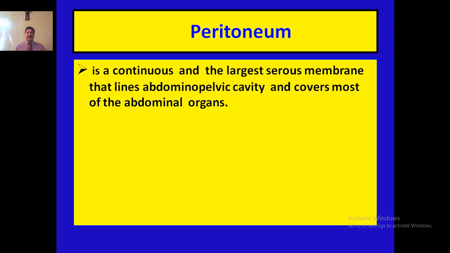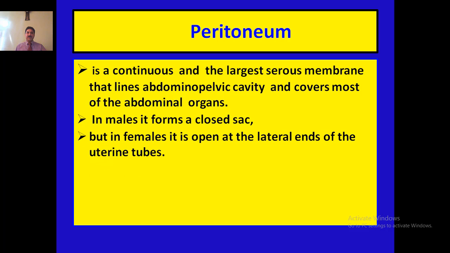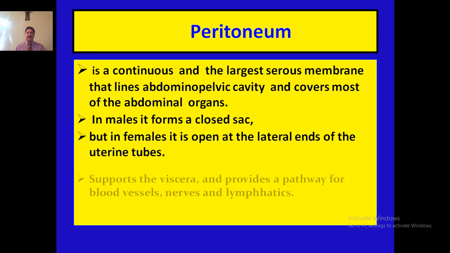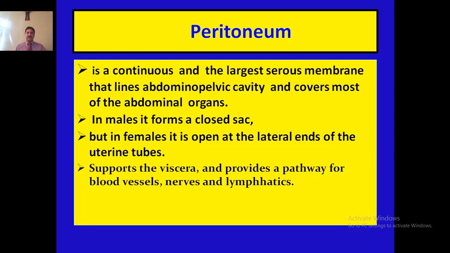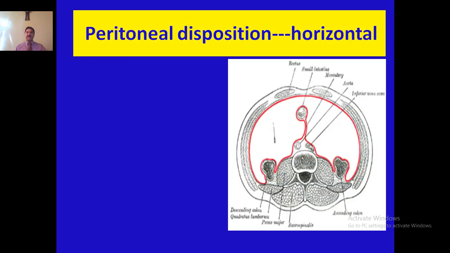Peritoneum is a continuous and large serous membrane that lines the abdominal cavity and covers most of the abdominal organs. In males, it forms a closed sac, but in females, it is open at the lateral ends of the uterine tubes. Peritoneum supports the viscera and provides a pathway for blood vessels, nerves, and lymphatics.